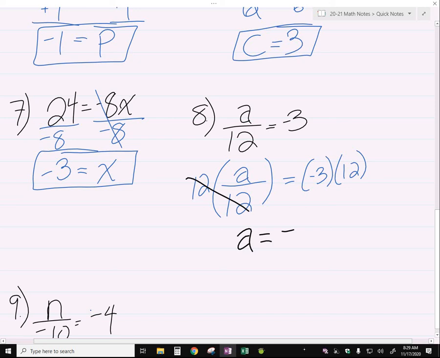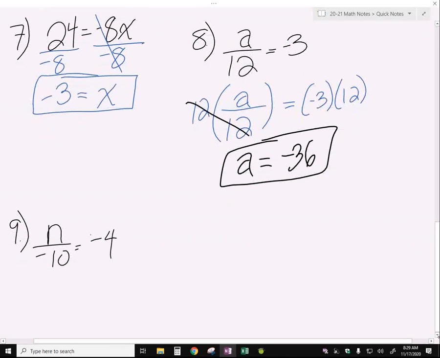3 times negative 12 is negative 36. But since we can use our calculator, what I could do is I do 36 divided by 12, or negative 36 divided by 12, and you know that that's 3. All right, last one, and then you guys get to work on your homework.